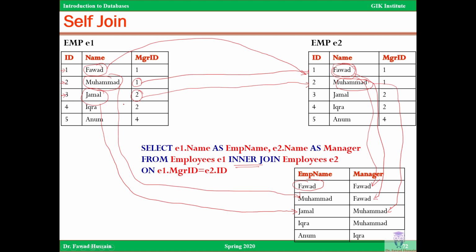So I hope the join is clear. In the last video we looked at the inner joins, and in this video we looked at the outer join and the self join.